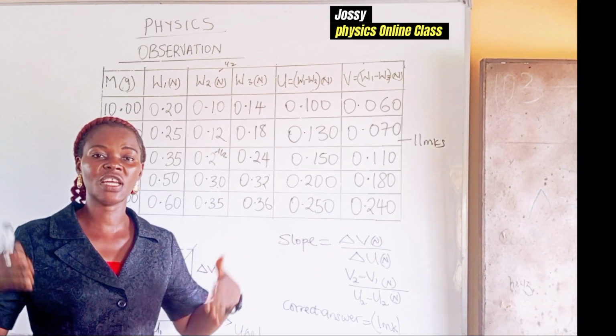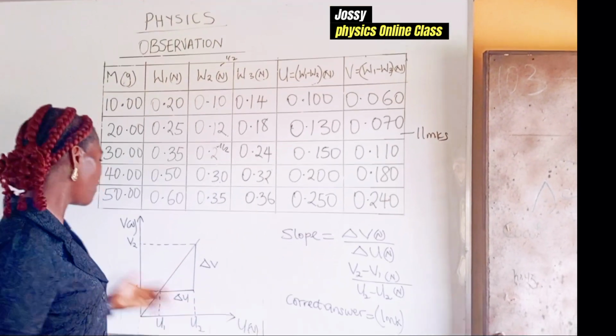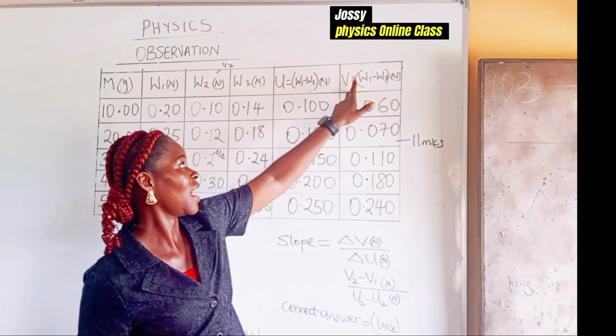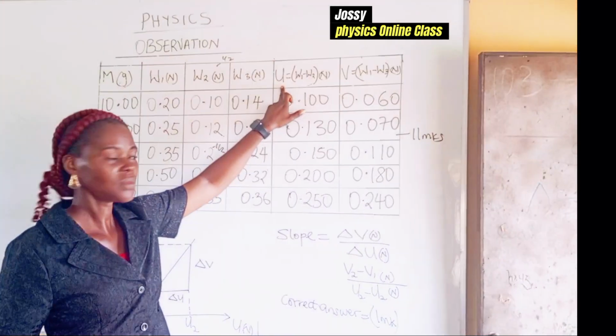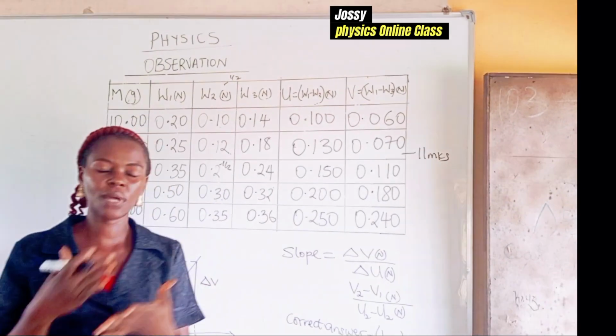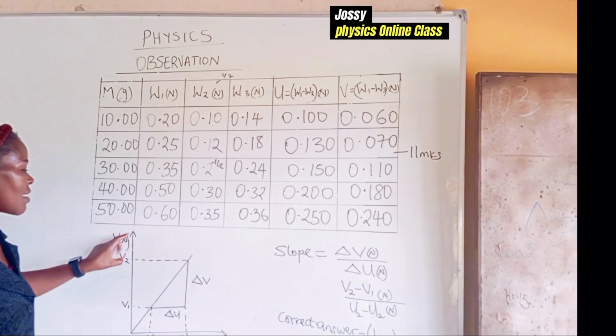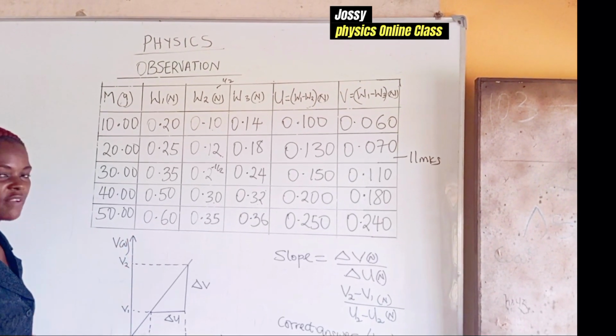So if you understand this part, let me move forward to the slope, because the essence of doing a physics practical is to find the slope. Now, how do we find the slope? If we are asked to plot a graph, for example, a graph of V against U, the first one says that it will be on the vertical. If it's a graph of V, that means V will be on the vertical.